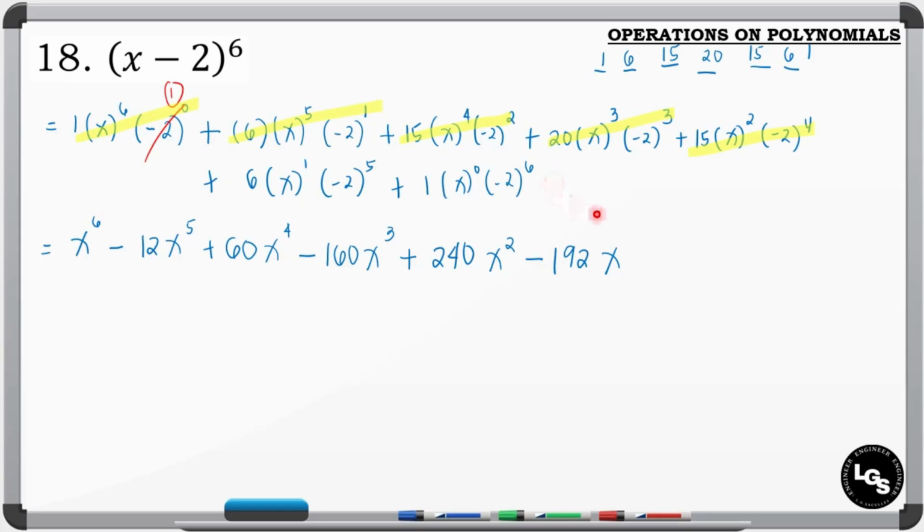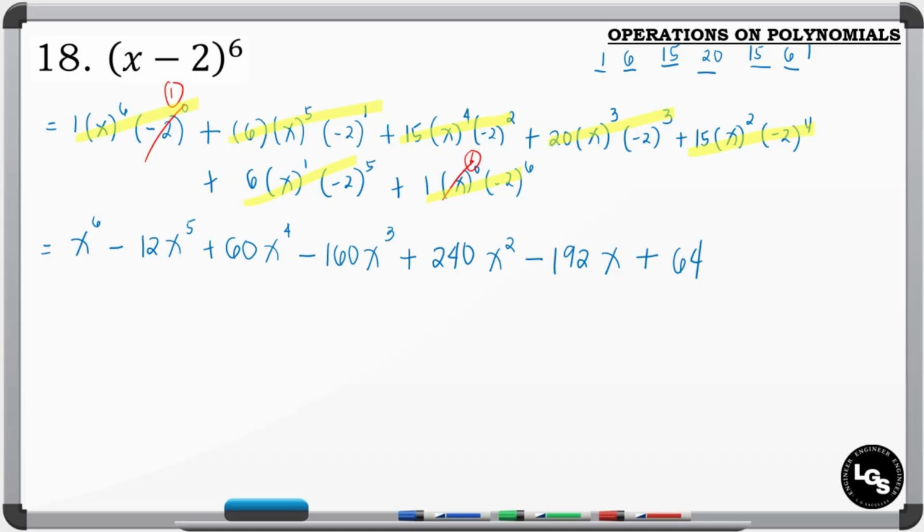That will result in a positive, so that term is positive. 2 raised to 6 is equal to 64. And our variable has an exponent of 0, so this is equal to 1. So we only have a constant for our last term, which is 64. Please check if we need to combine terms to simplify our answer further.